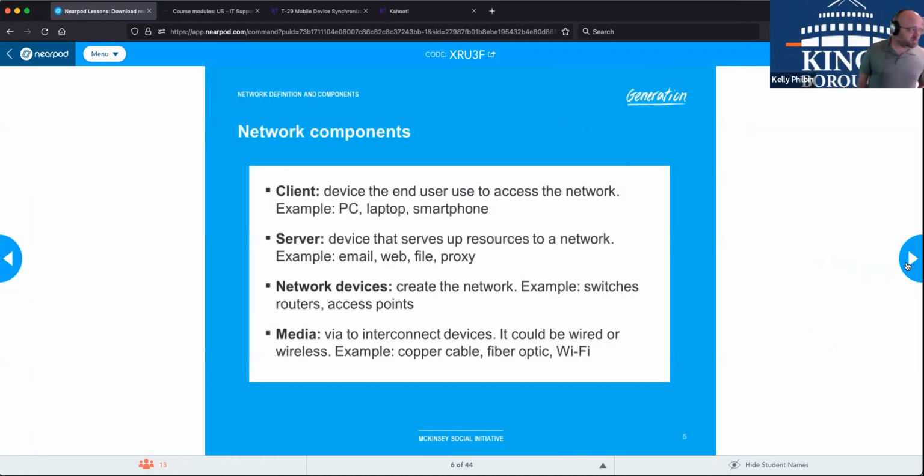What are the primary components of a network? So we break it down in some very basic sense. Rahel, can you please read what a client is for us? Client: device the end user uses to access the network. Example: PC, laptop, smartphone. Excellent. So in essence, we're all clients. We are on our computers connecting to a network, so our computers are clients to said networks.